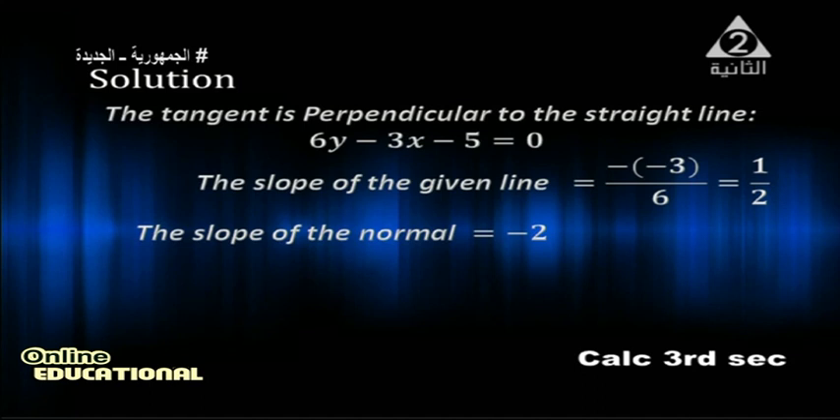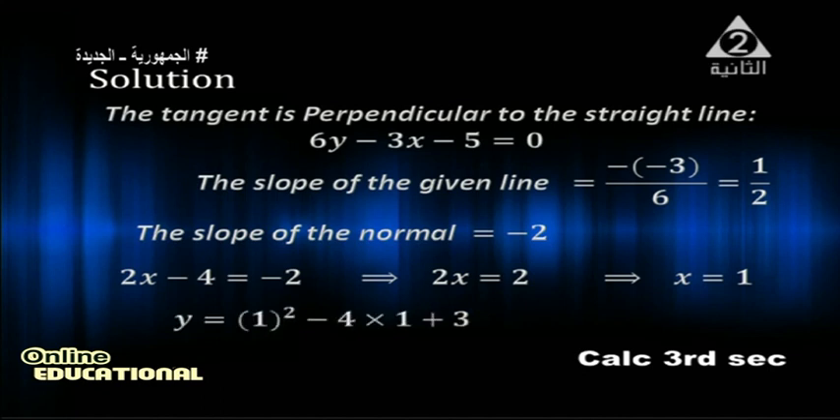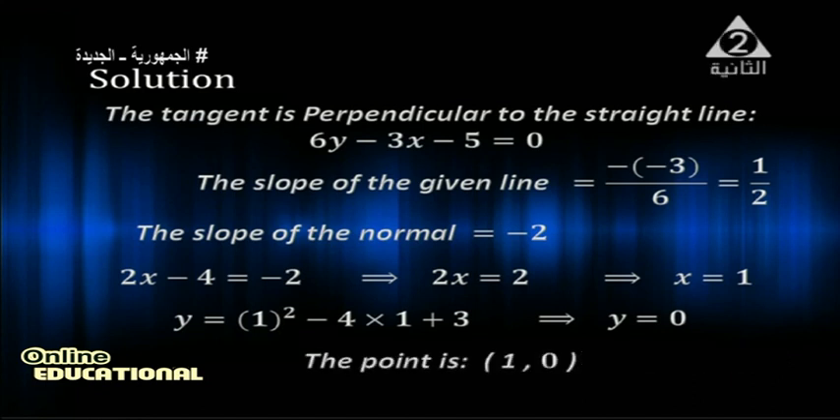Because the product of the slopes of perpendicular lines equals negative 1. Now, 2x minus 4 equals negative 2. Then 2x equals 2. Dividing both sides by 2, x equals 1. What is the value of the y coordinate of this point? We can substitute in the original equation, y equals x² minus 4x plus 3. Then y equals 1² minus 4 times 1 plus 3. Then y equals 0. In this case, the point is (1, 0).